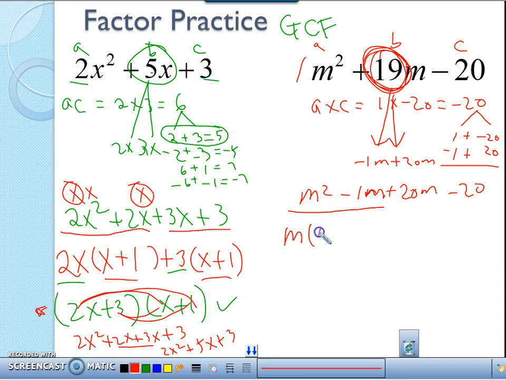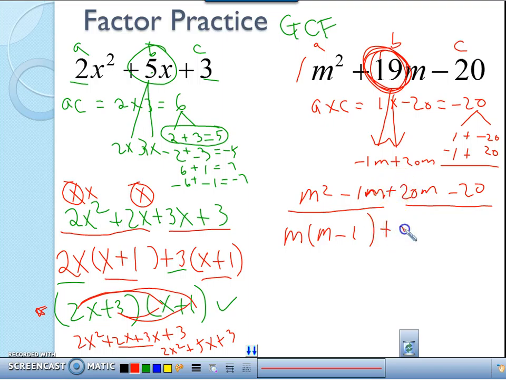And then you're going to write 1m minus 1, because m times m is m squared, m times negative 1 is negative 1m. Now we're going to factor the last two. What do they have in common? What's their GCF? Their GCF is positive 20.